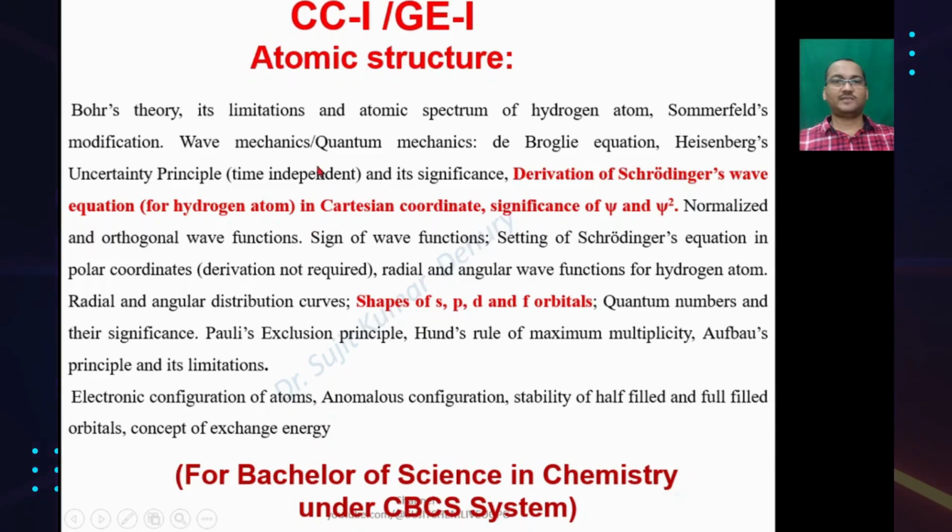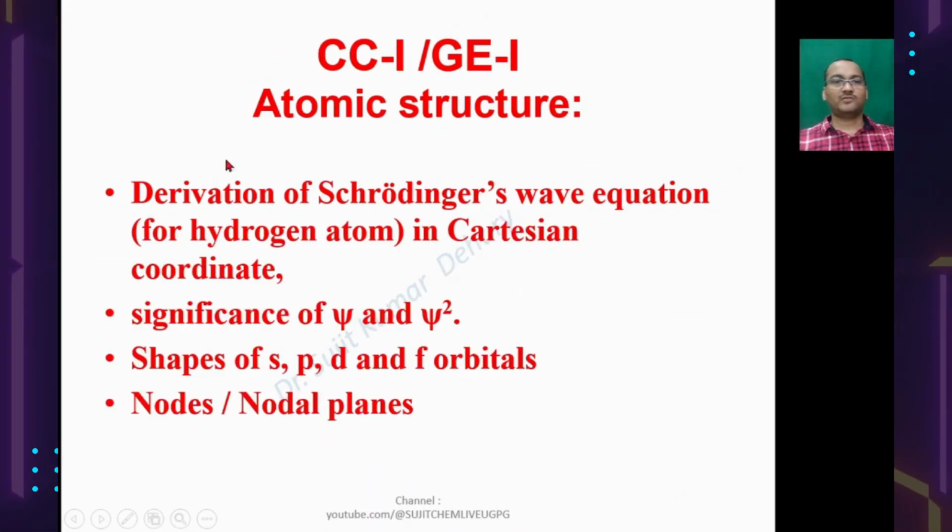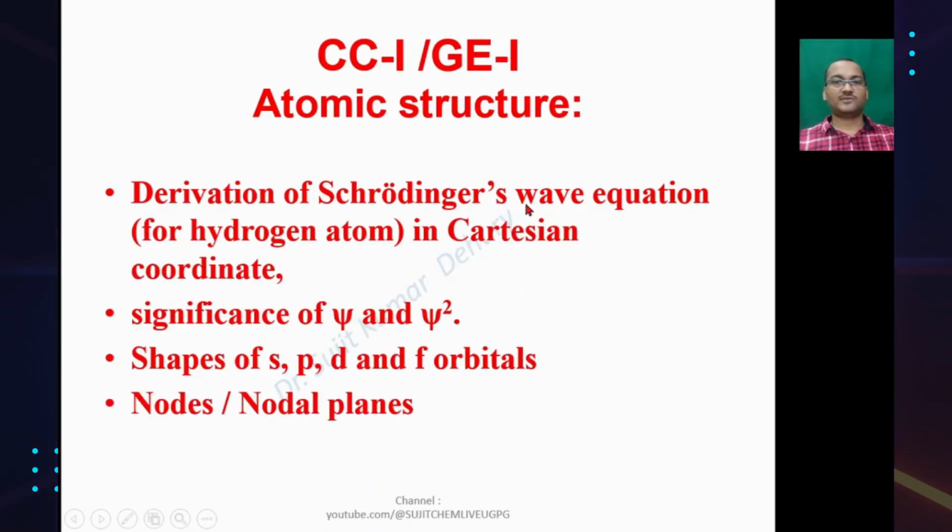So this is the syllabus for CC1 paper for BSc Chemistry honors students, and G1 paper for generic students. Today we are going to talk about derivation of Schrödinger wave equation for hydrogen atom in Cartesian coordinates, significance of psi and psi square, shapes of s, p, d and f orbitals, nodes or nodal planes.